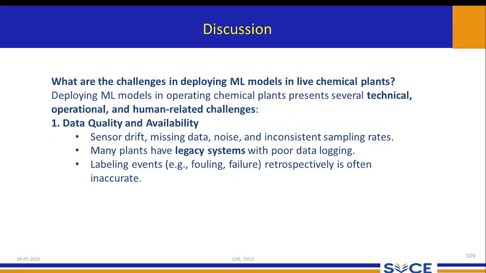Deploying machine learning models in operating chemical plants presents several technical, operational and human related challenges. Data quality and availability: sensor drift, missing data, noise, and inconsistent sampling rates. Many plants have legacy systems with poor data logging. Labeling events like fouling and failure retrospectively is often inaccurate. So these are the things to keep in mind.